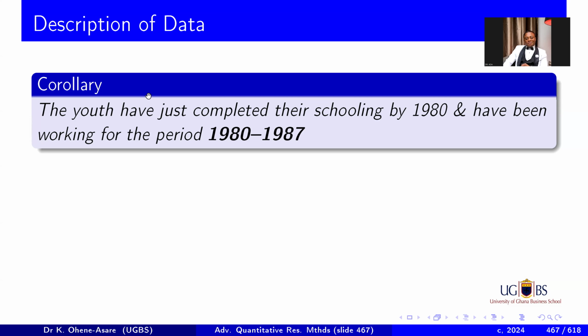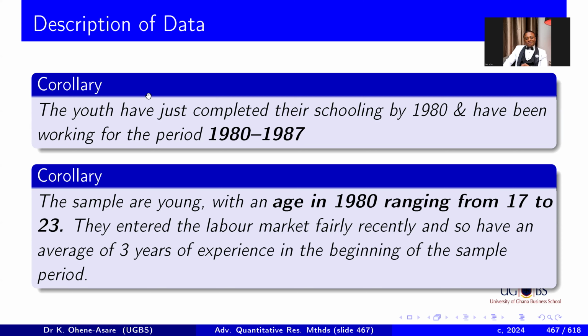Okay. Now, the sample are made up of young children. Age in 1980 are ranging between 17 years to 23 years. Those are them. And they've just entered the labor market. They have an average years of experience, 3 years at the beginning of the sample. So by 1980, the average experience is 3 years. Take note of that. Very important. These are the information needed for the data.